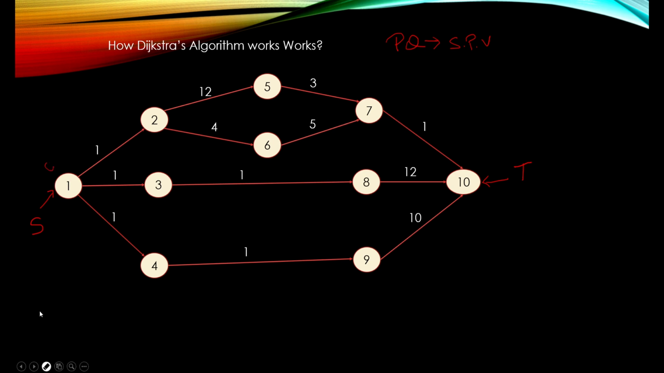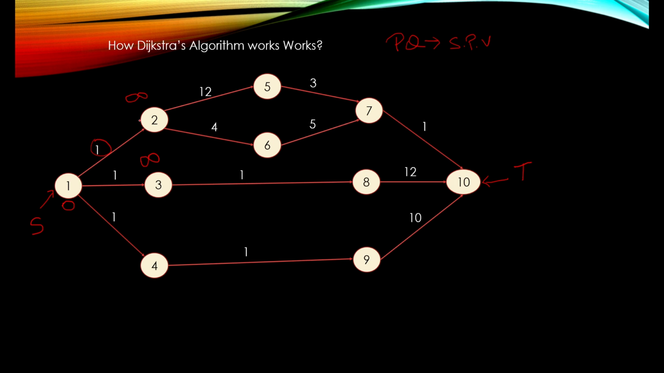So this will have a value as 0, and the rest are currently at infinite distance from the source, which is my vertex 1. Now next I need to see all the adjacent vertices of the source vertex. So the adjacent vertices of this source are 2, 3 and 4, and the distance of 2 from 1 was initially infinite, but I see a path here which has a value 1.